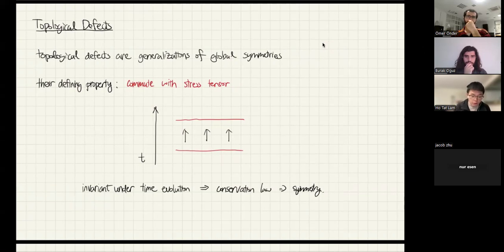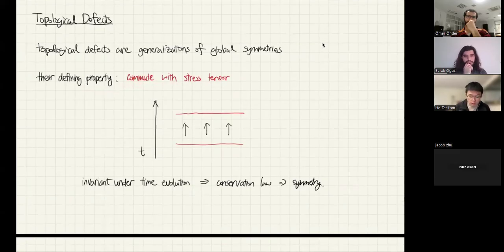Their defining property is that they can be line defects or surface defects or even higher dimensional defects, but they have to commute with the stress tensor. If they commute with the stress tensor, then imagine that I have time evolution. If I insert this operator, this topological defect, horizontally at some fixed time slice, because it commutes with the stress tensor, it commutes with the Hamiltonian, so I can evolve it up and down without changing the correlation functions.